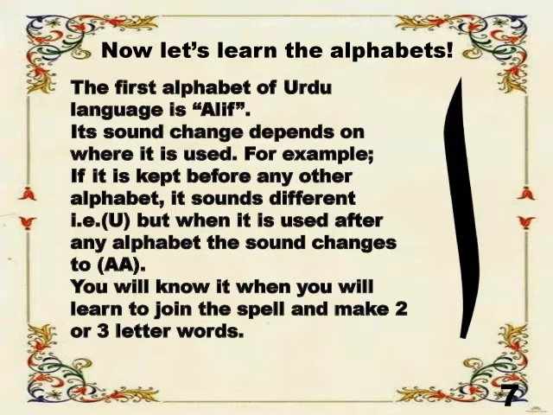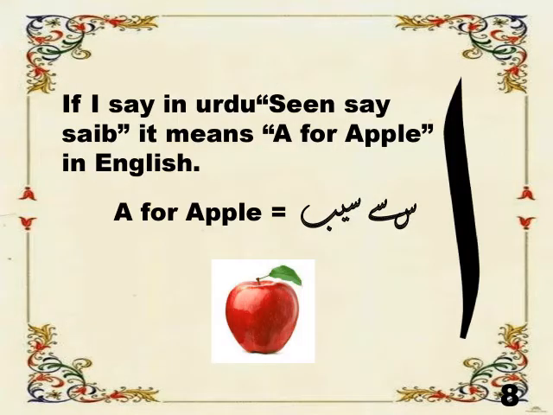Now let's learn the alphabets. The first alphabet of the Urdu language is Alif. Its sound changes depending on where it is used. For example, if it is kept before any other alphabet, it sounds different, that is a. But when it is used after any alphabet, the sound changes to a. You will know it when you learn to join the spellings and make 2 or 3 letter words. If I say in Urdu, Seen se seb, it means A for apple in English.